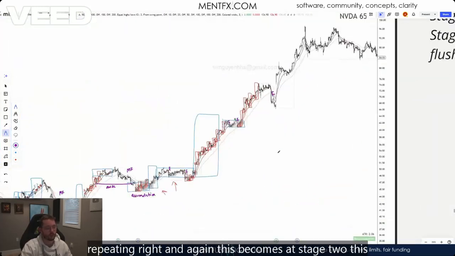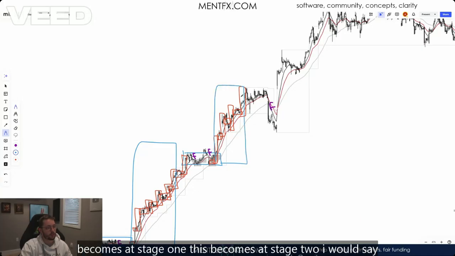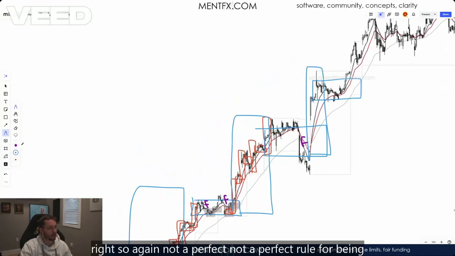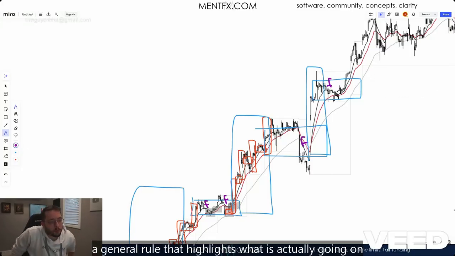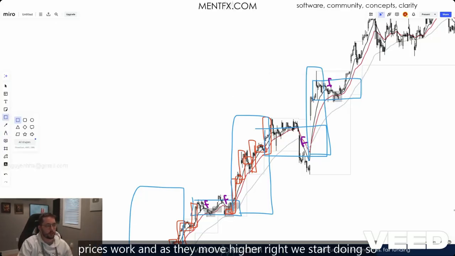That cycle is now repeating, right? And again, this becomes a stage 2, this becomes a stage 1, this becomes a stage 2. I would say even this can become a stage 1 just because of its size, right? So again, not a perfect rule for being able to decide which one's the perfect stage 1 or 2, but a general rule that highlights what is actually going on, right? Builds MBs within a stage 1 because that's how prices work.